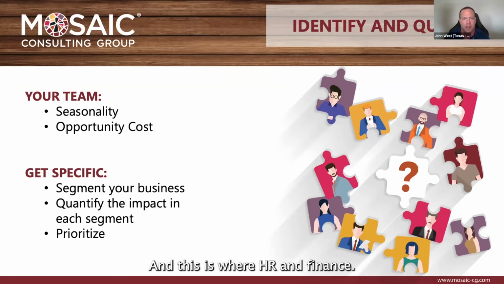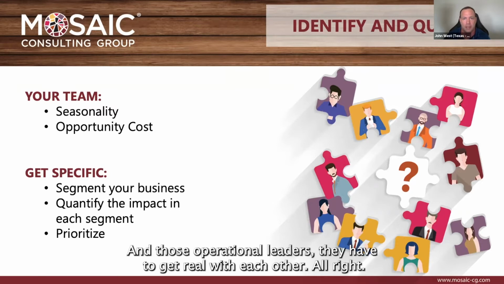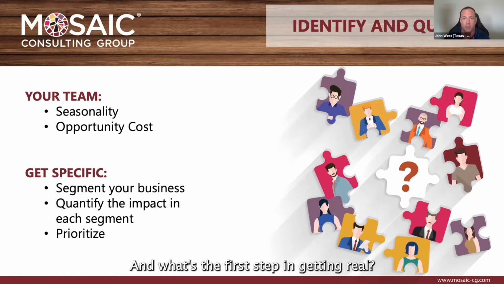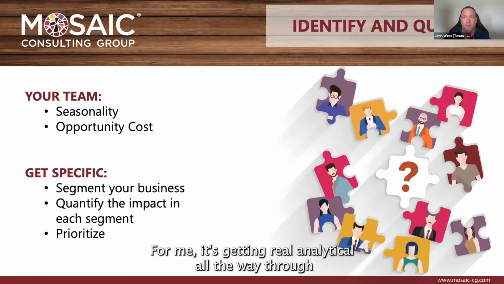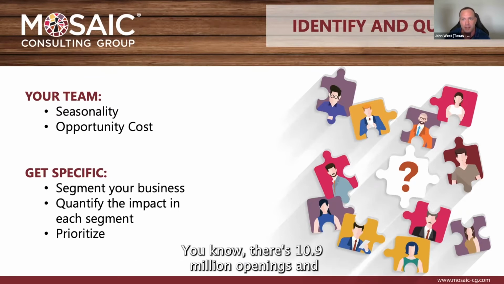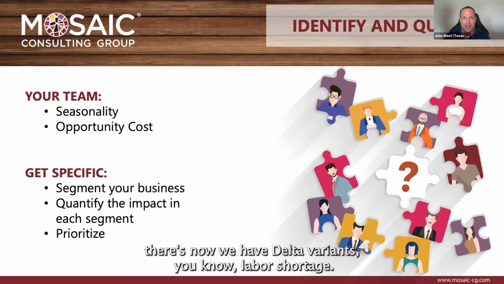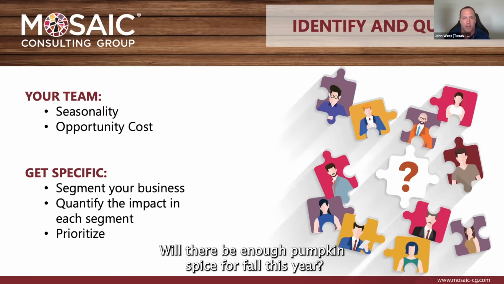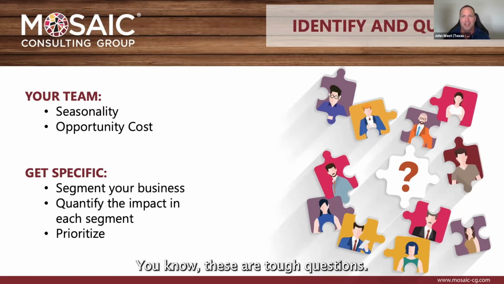And this is where HR and finance and those operation leaders, they have to get real with each other. All right. And what's the first step in getting real? For me, it's getting real analytical through what I like to call identification and quantification. So, this feels kind of daunting. There's 10.9 million openings, and we have Delta variants, it's labor shortage. Will there be enough pumpkin spice for fall this year? These are tough questions. You got to take a deep breath.